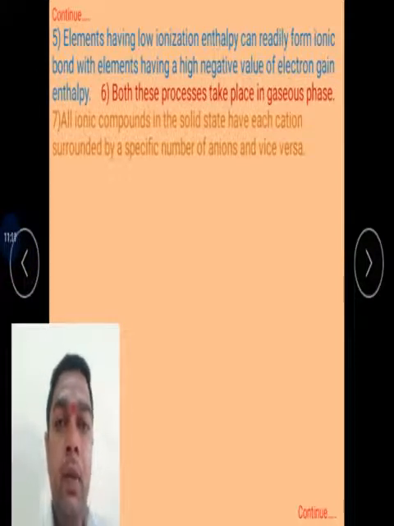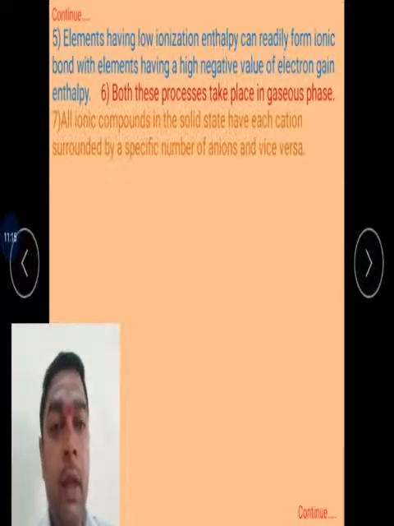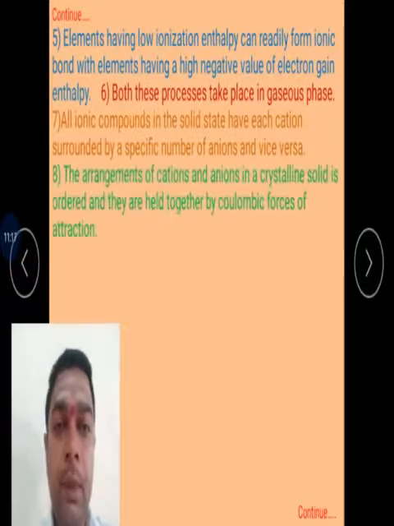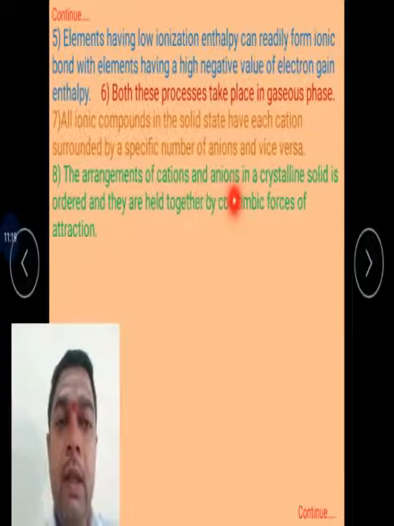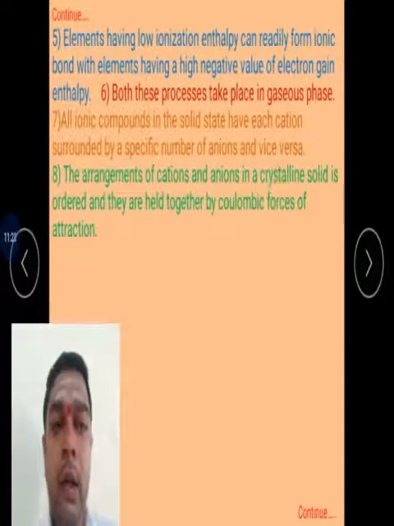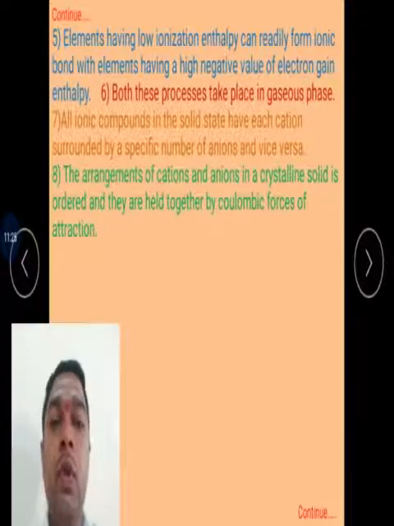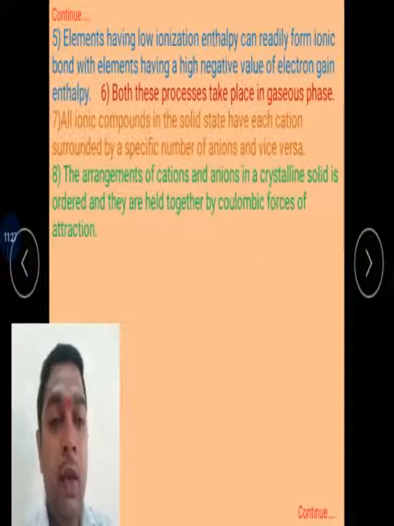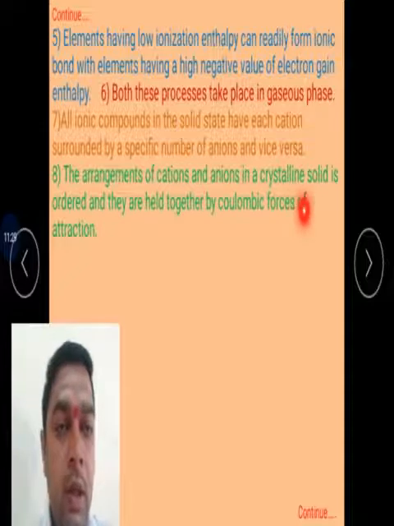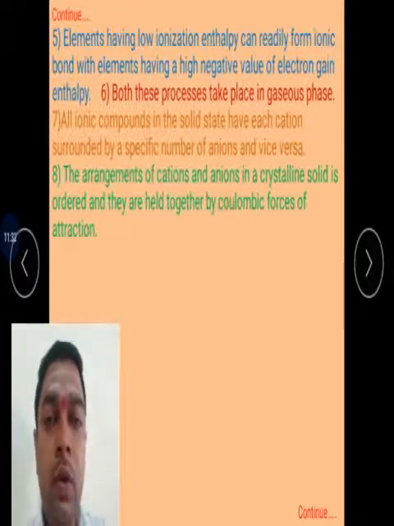All the ionic compounds in the solid state are surrounded by specific numbers of anions and cations and vice versa. The arrangement of the cations and anions in a crystalline solid is ordered, and they are held together by the electrostatic force of attraction, also called the Coulombic force of attraction.